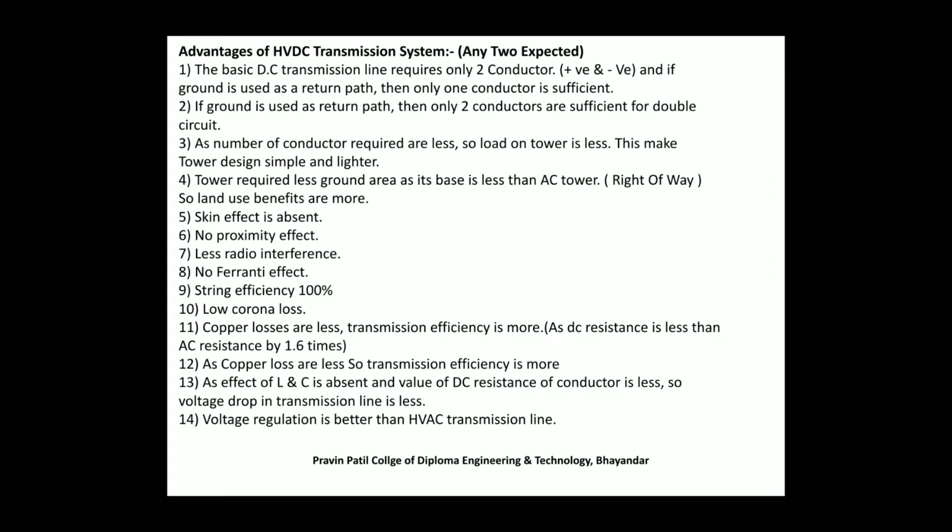Skin effect is absent, no proximity effect, less radio interference, no Ferranti effect. String efficiency is 100%. Low corona loss, copper losses are less, and transmission efficiency is more, because DC resistance is less than AC resistance by 1.6 times. As copper loss is less, transmission efficiency is more. As the effect of L and C is absent and the value of DC resistance of the conductor is less, the voltage drop in the transmission line is less. The voltage regulation is better than in an EHV AC transmission line. These are the advantages of the HVDC transmission system.